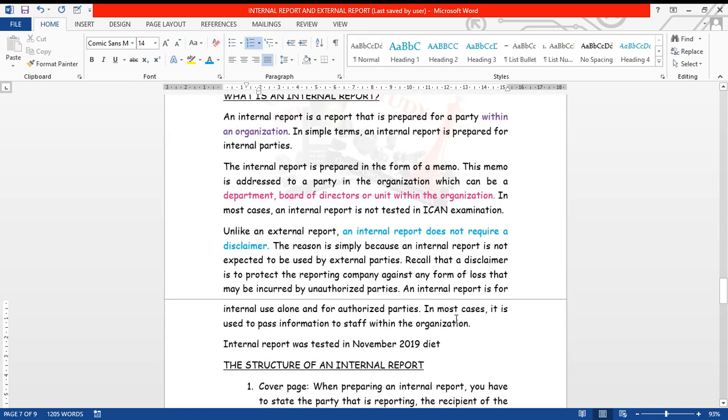So the internal report is for internal use alone. Do you understand? An internal report is for internal use alone, and for authorized parties. So for authorized parties.